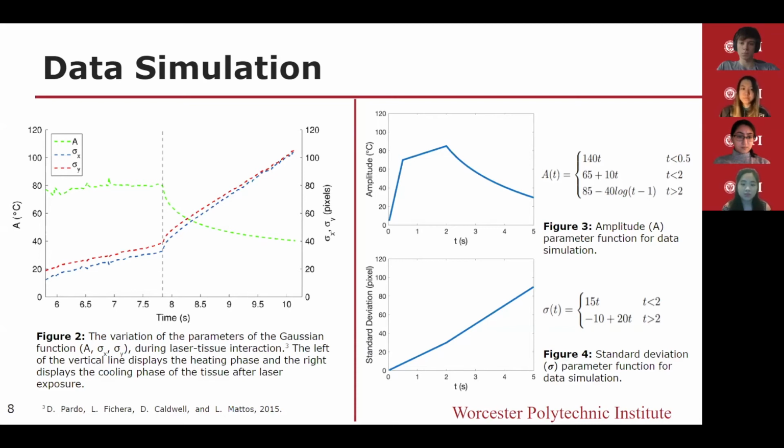To achieve this, we refer to figure 2 that displays the behavior of both A and sigma during a laser tissue experiment from a previous study. From this figure, we can use piecewise functions to present the evolution of time-varying parameters. Figures 3 and 4 are the A and sigma functions we use to generate a set of simulated data. We can see that these functions share similar behaviors as the parameters shown in figure 2.